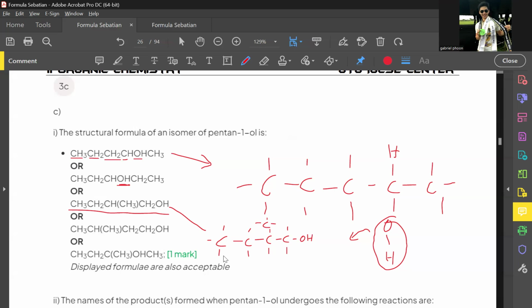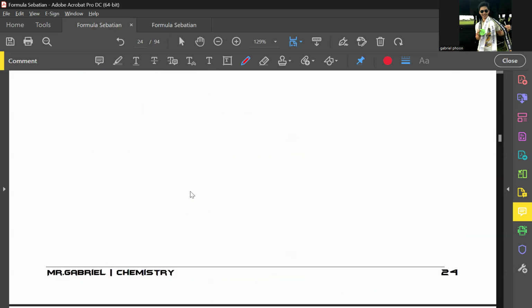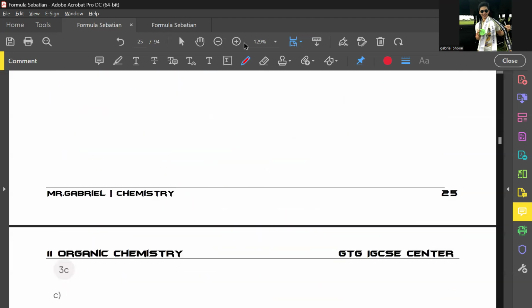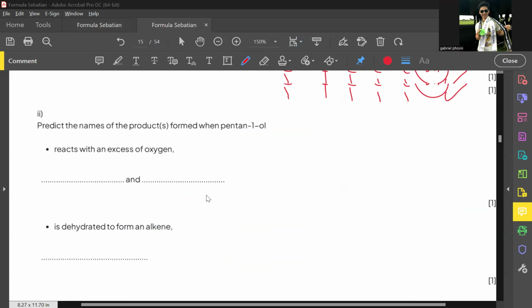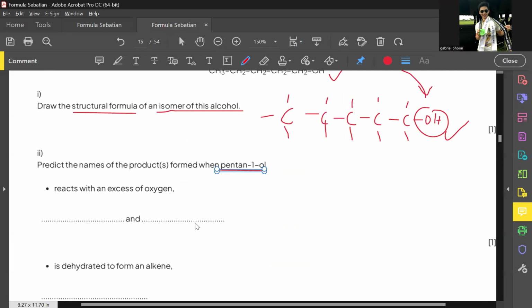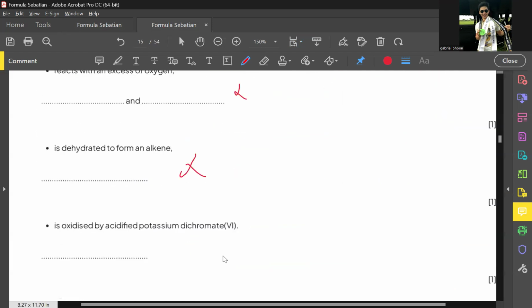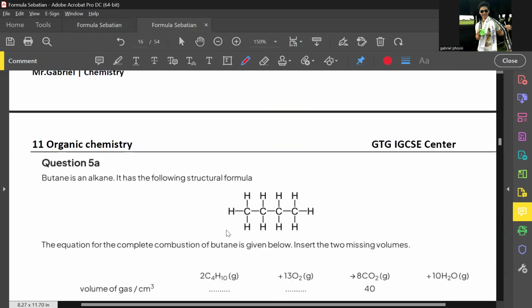Okay, wait guys, I'm moving on now. We don't have enough time. We're going to stop soon. We'll finish this question and then we'll stop. We'll continue next week. Predict the name and product formed when pentanol. Oh, you haven't learned this yet. You can skip this, and this, and this. You haven't learned all this yet. Skip it all.